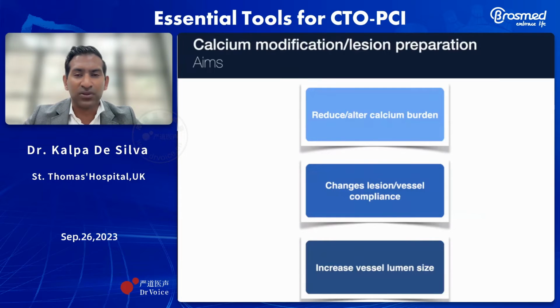What are the aims of calcium modification? I've simplified it from my point of view to three things: to reduce or alter calcium burden, to change lesion or vessel compliance, and ultimately to increase the vessel lumen size to aid delivery of equipment.